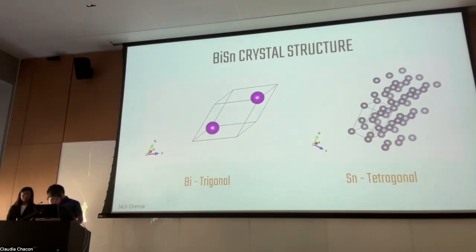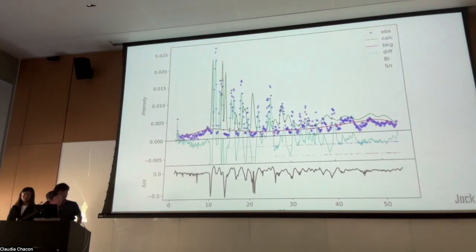Here's what the refinement revealed after fitting our two-phase model to the bismuth tin diffraction pattern, with bismuth being a trigonal shape and tin being the tetragonal structure. This model successfully confirmed the presence of both hexagonal bismuth and tetragonal tin. As you can see across the plot, the calculated green curve generally follows the blue observed data peaks, and reflection ticks align with the majority of the peaks.